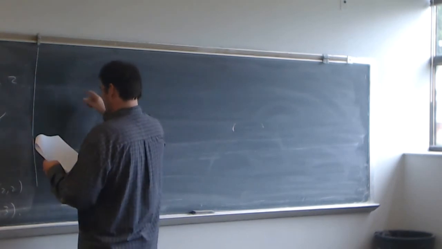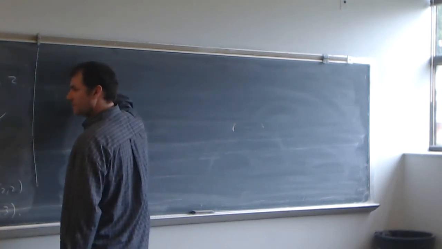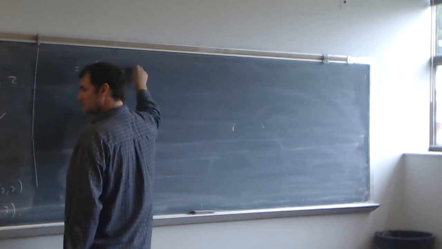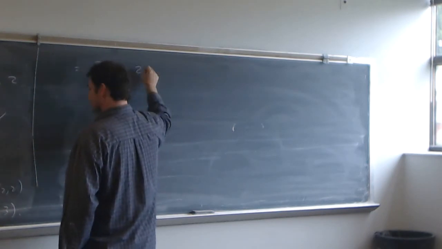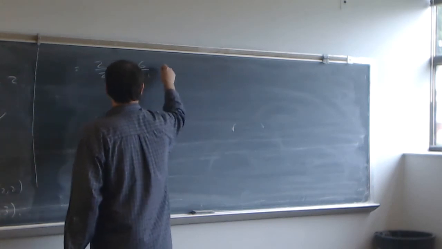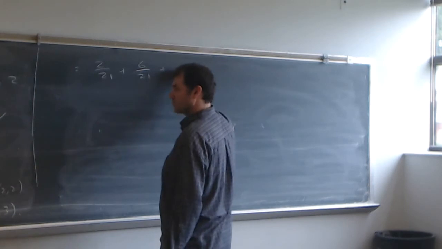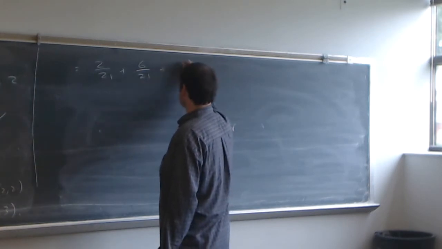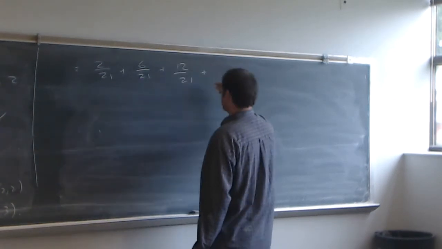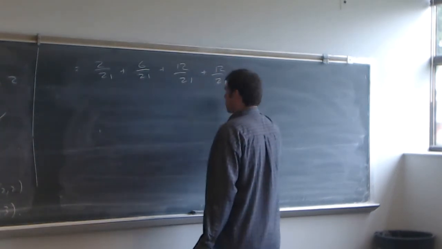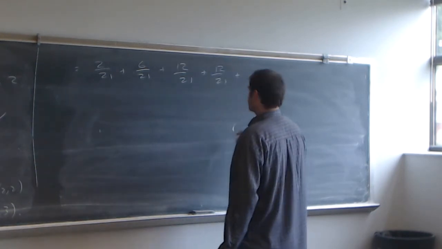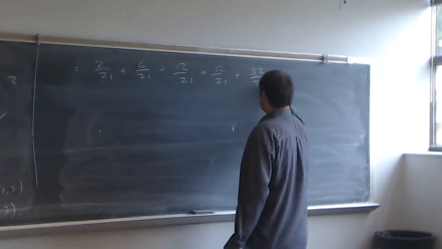Okay, what's that equal to? So let's see. This 1 times f of 1, 1 is 2 over 21. Plus, this 1 is going to be 2 times f of 1, so that's 6 over 21. Plus, this is 3 times 4, so that's 12 over 21. Plus, here's 4 times 3, that's 12 over 21. Plus, here's 4 times 4, that's 8. 8 times 4 is 32 over 21.